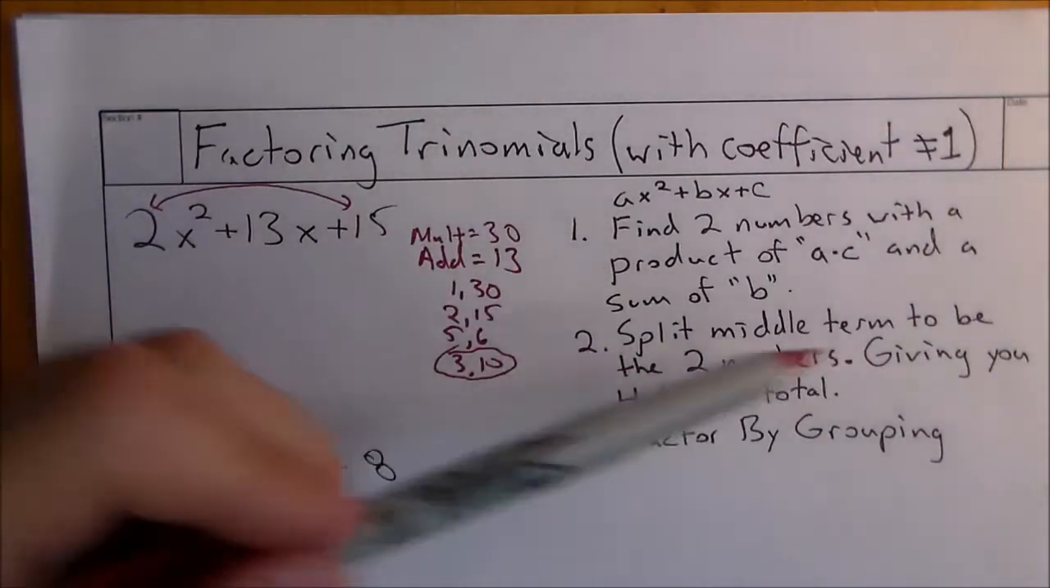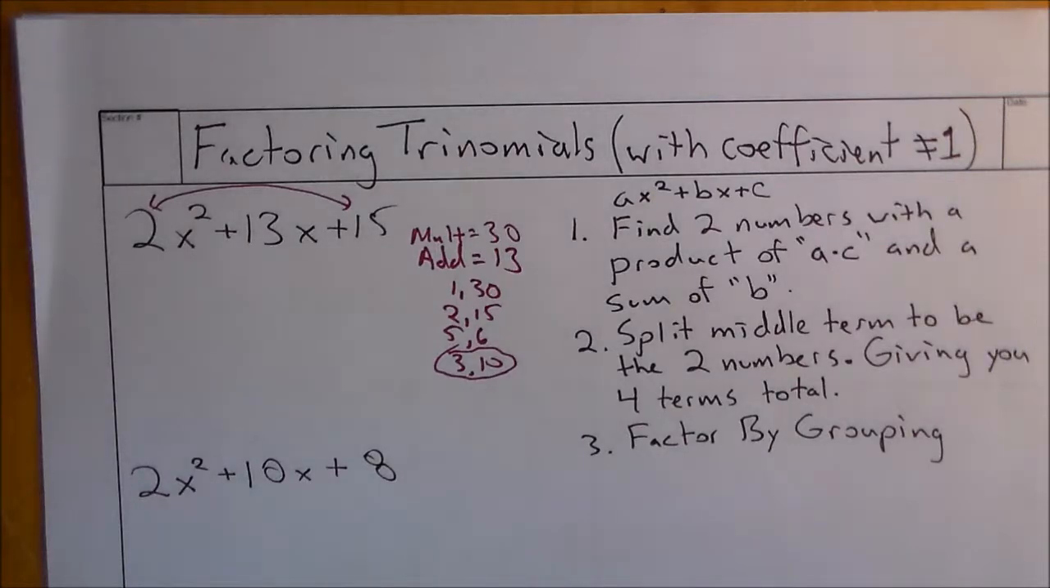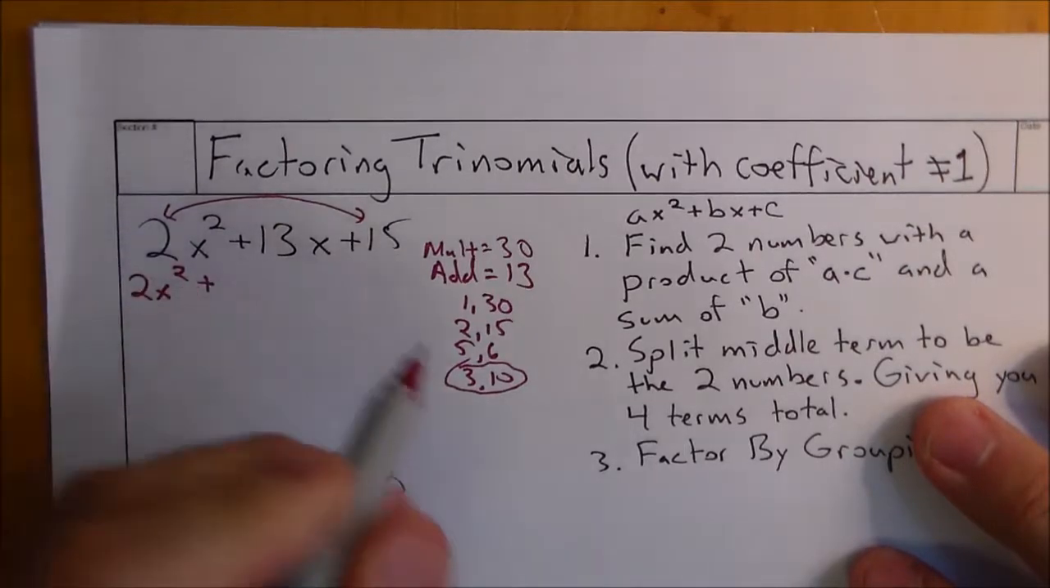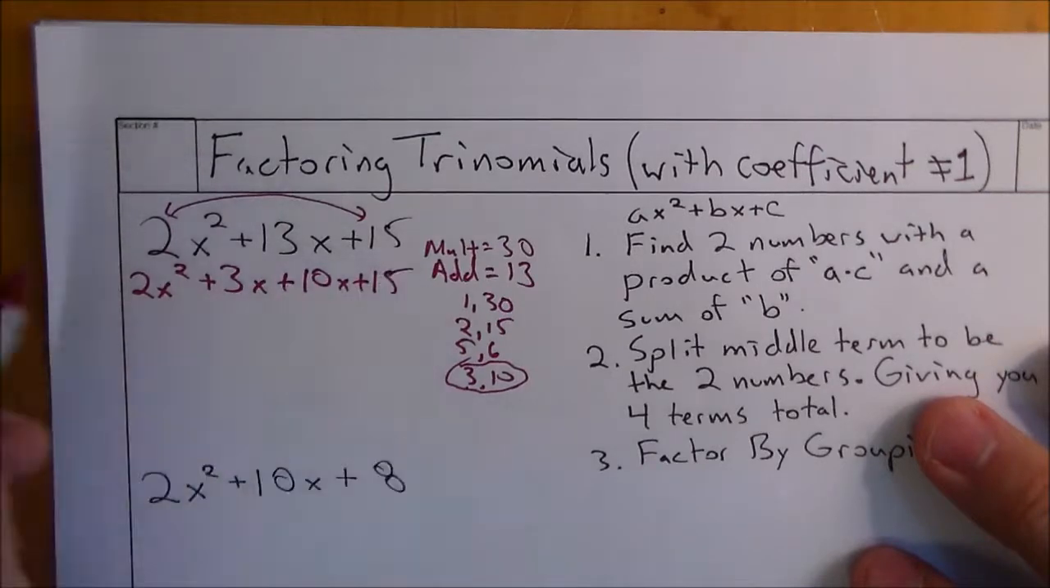So once I do that, I'm going to split the middle term into those two numbers, giving us 4 terms total, and then we're going to factor by grouping, which is what the previous video was about. So we're going to go 2x squared plus 3x plus 10x plus 15. So split that 13x into two terms.